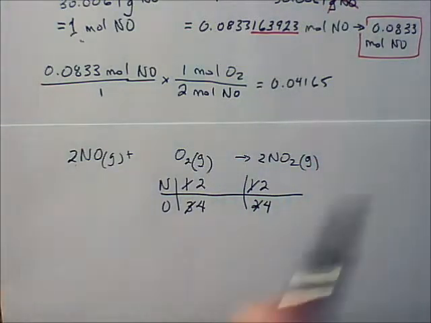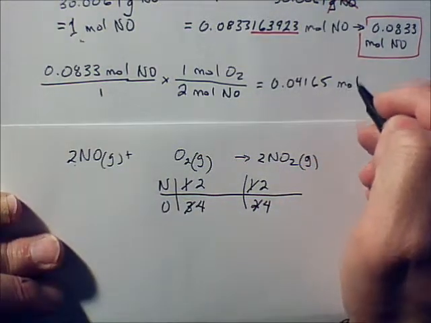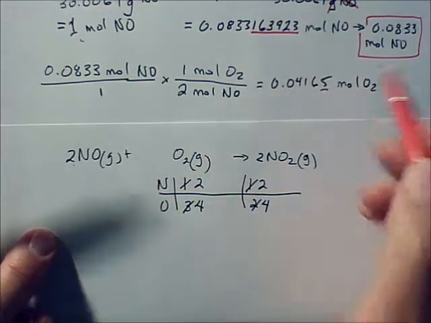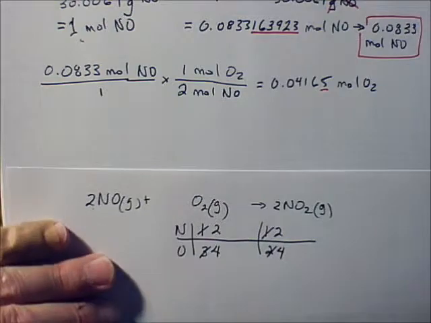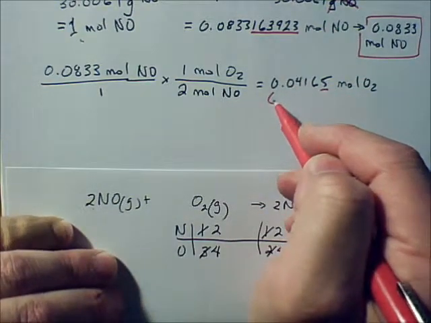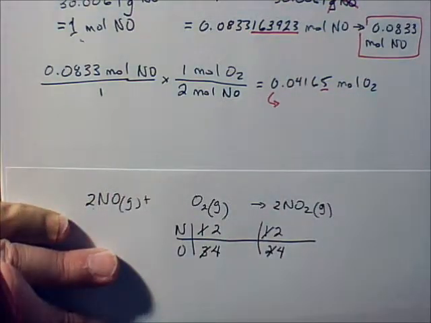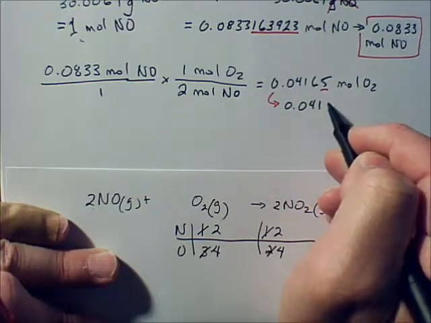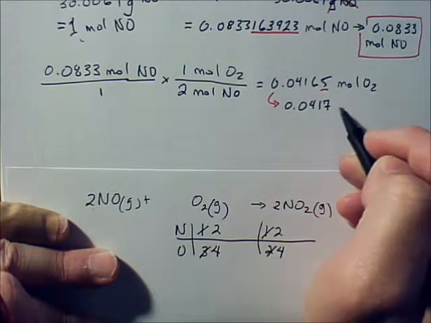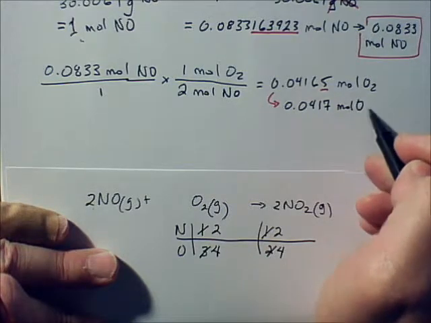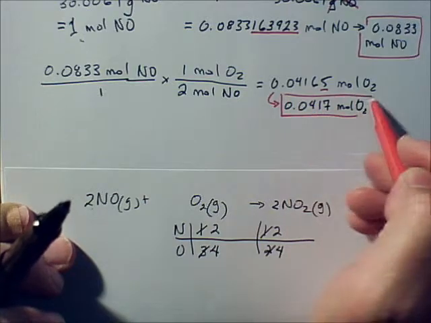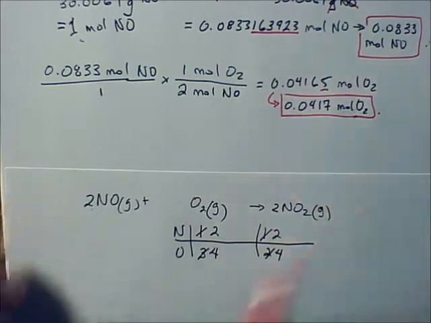So to round that off, I need to round off that 5 at the end. Okay? Draw that arrow to show it's rounded off. And the answer I'm going to have for this stage is 0.0417 moles. Okay? Alright, so that's that stage of the problem.